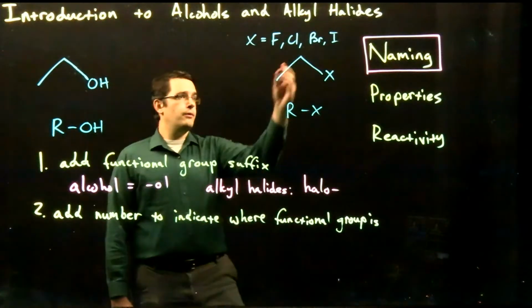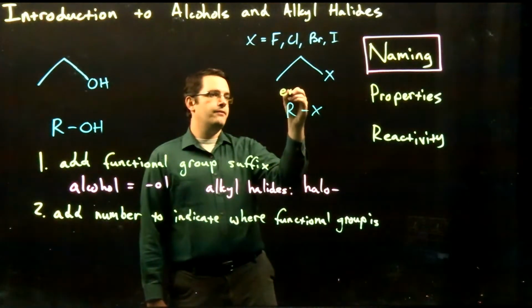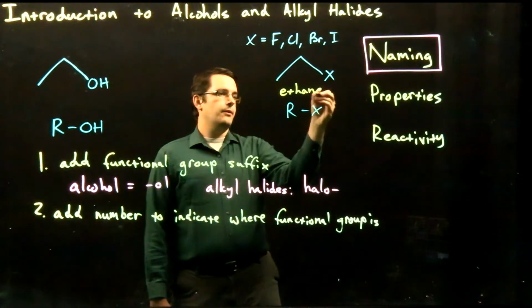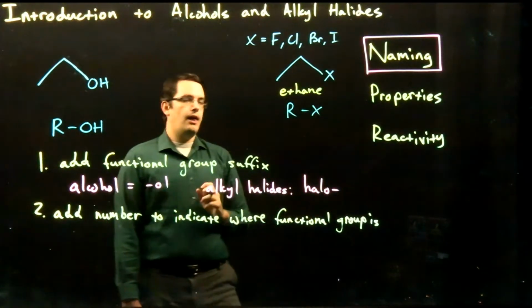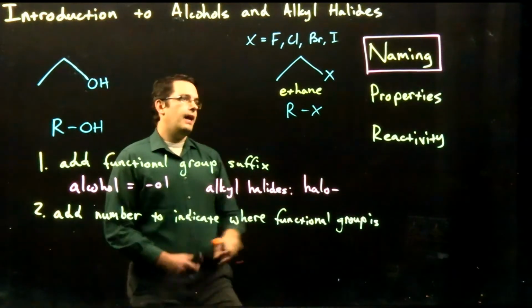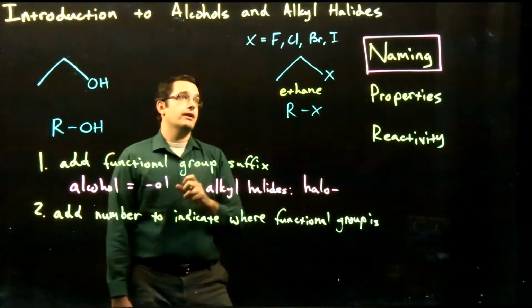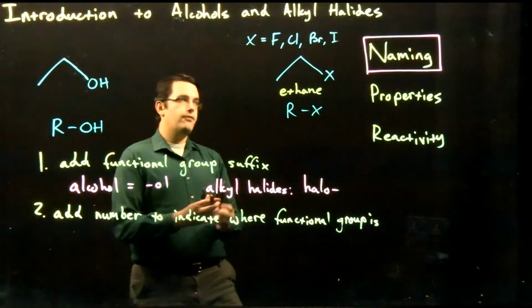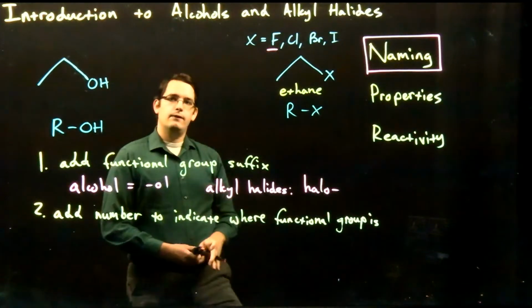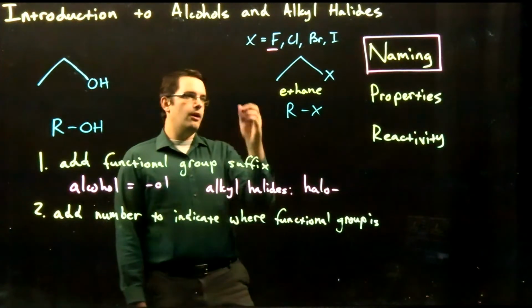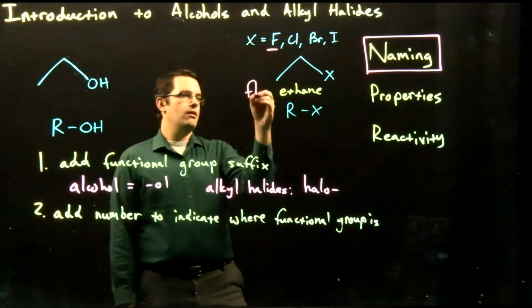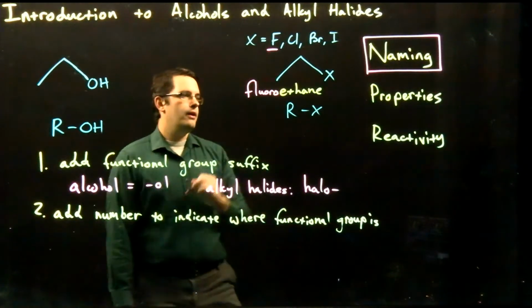So again, remember, we have 2 carbons that use our ETH prefix. And so we'd start out with ethane if we don't have our halogen here. And then we're going to add the name of our halogen in front of it. So let's say we have fluorine. We take the front part of our fluorine name and we end it with an O. And this is going to be fluoroethane.